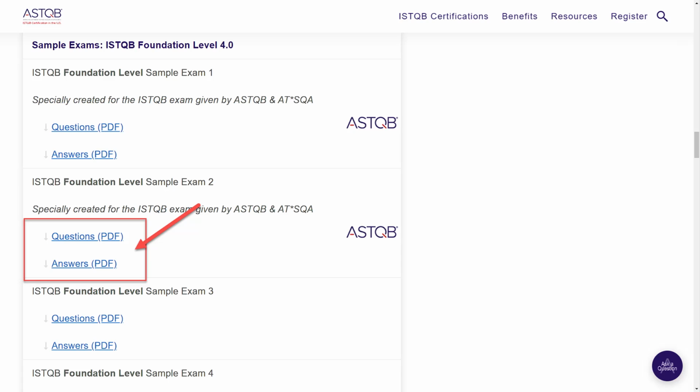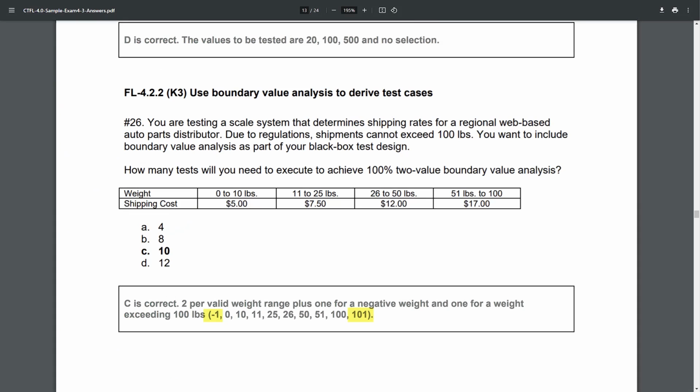For example, ISTQB, which is the official United States country board for ISTQB software tester certification. In their questions devoted to the BVA test design technique, negative and over maximum values are almost always defined as boundary values. For example, this is a question where there is weight and price of delivery. Obviously, a negative weight is the same as the real number and a negative number of special characters. But as we can see in this question, -1 is also a boundary value.